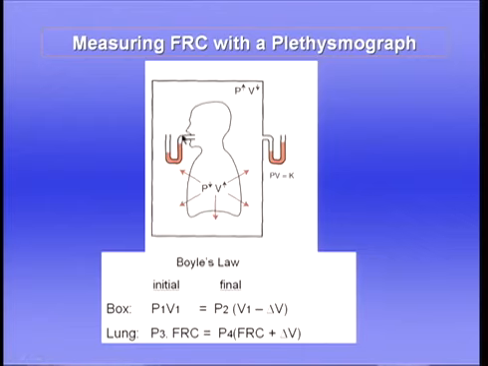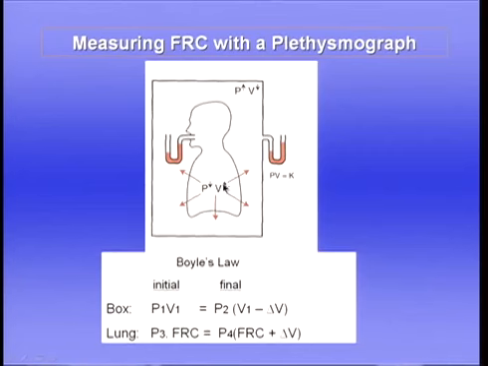The subject has his airway occluded. We turn a tap in the airway, and he tries to inspire against a closed airway. Of course, he can't get a lot of gas into his lung, but he can get some by rarefying the gas, and so there's a small increase in volume of the lung. As a result of this small increase in volume, the volume of gas in the box decreases, and therefore its pressure increases. Here we're using Boyle's law.